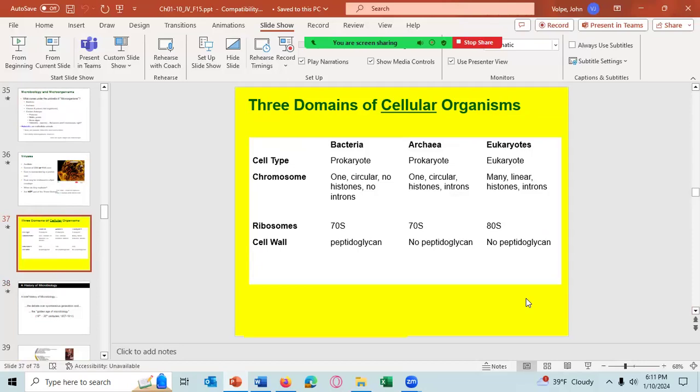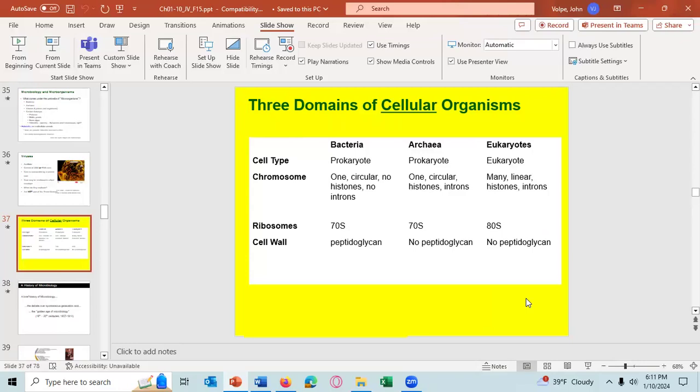The cell type for bacteria and archaea is prokaryote. The cell type for eukaryotes is the eukaryote cell type. The chromosome of bacteria is usually one chromosome. It's usually circular, and that chromosome has no histones on it.